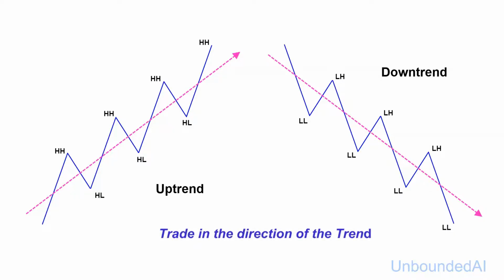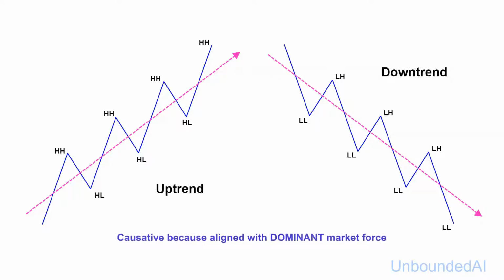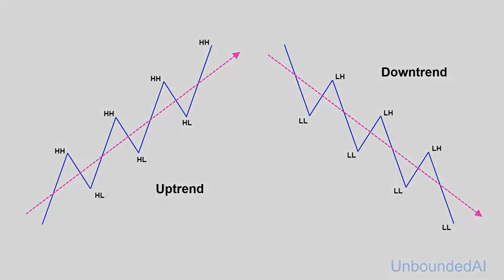Market wisdom says to favor trade in the direction of the trend. In an uptrend, buying is stronger than selling, so we only want to be buying. Similarly, we only want to be sellers in a downtrend. Trading with the trend is a trading edge because the underlying causative factor is that you are aligned with the dominant market force at that point in time. You are a buyer when the dominant force is buying, and a seller when the dominant force is selling.